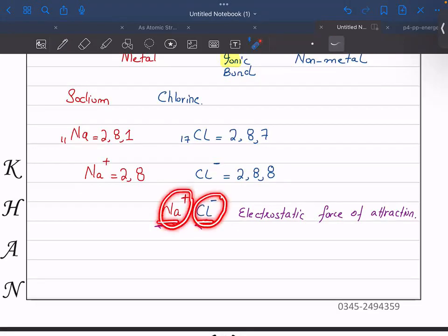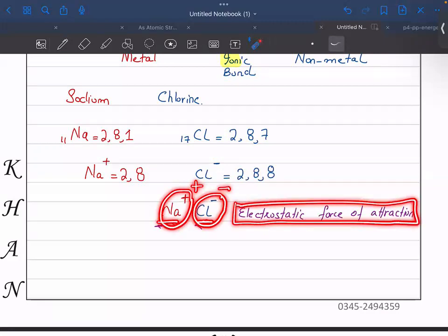Both are oppositely charged ions, so they will attract each other. The force of attraction is called the electrostatic force of attraction, and they will stick together. ठीक है? और stick together को chemistry में हम कहते हैं chemical bond. When atoms of different elements or the same elements stick together somehow, that formation we call a chemical bond.